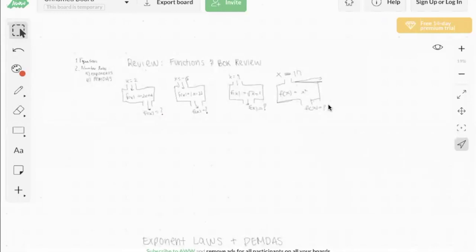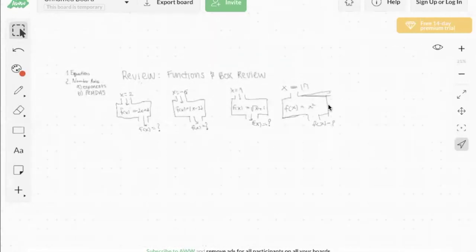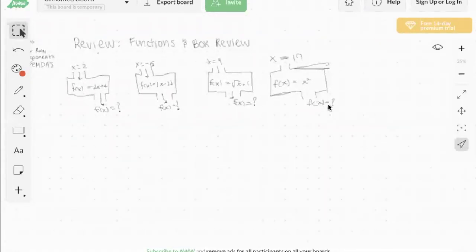Today we will be reviewing some parts of chapter 1, and then we will also be going into chapter 2 for writing equations. Our review for today is functions and box functions. As you remember from last video, functions are basically boxes which take in an input and output a certain number. The function itself just tells you how the input number is transformed to get the output number.